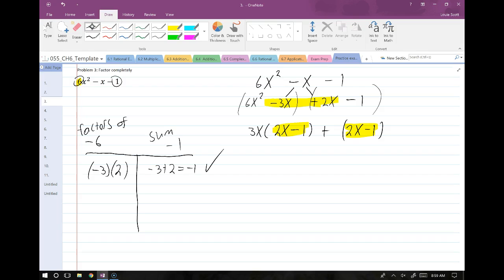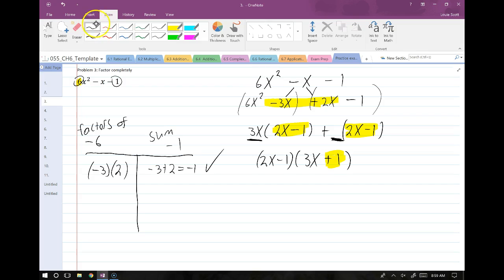So now I'm going to pull the 2x minus 1 out, and I'm going to write what's left. 3x from up here, and then from right here, we have a +1. Don't forget that +1. That's crucial. If you forget this +1 out here, man, I'm going to be so disappointed. Just kidding. I'll probably just laugh a little bit.